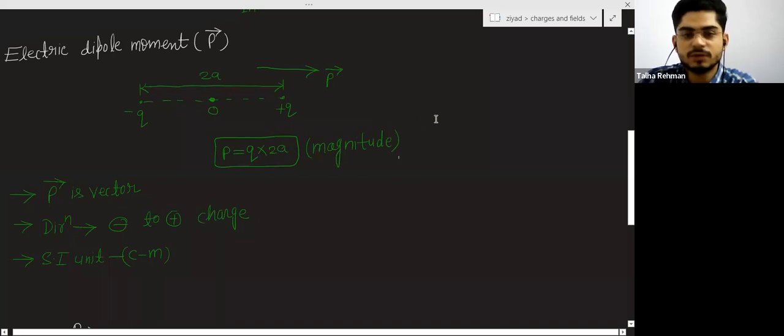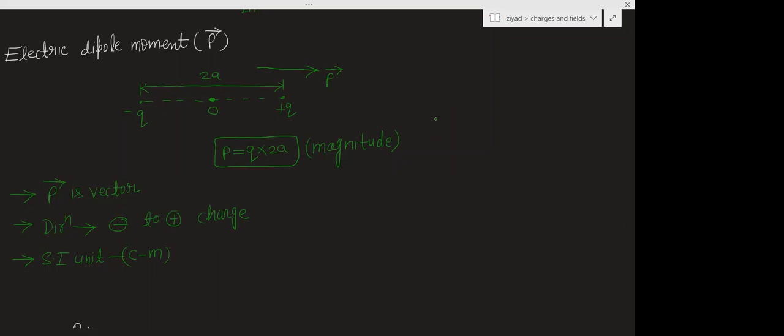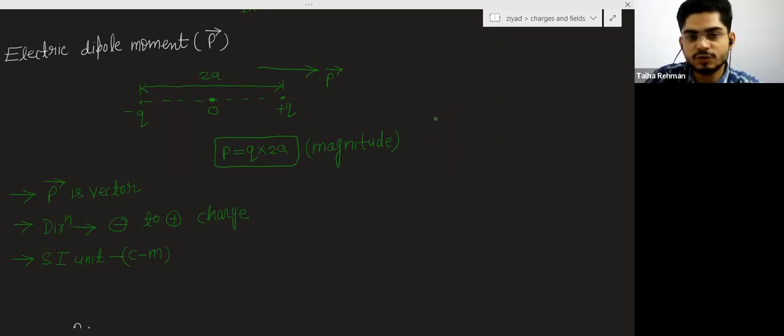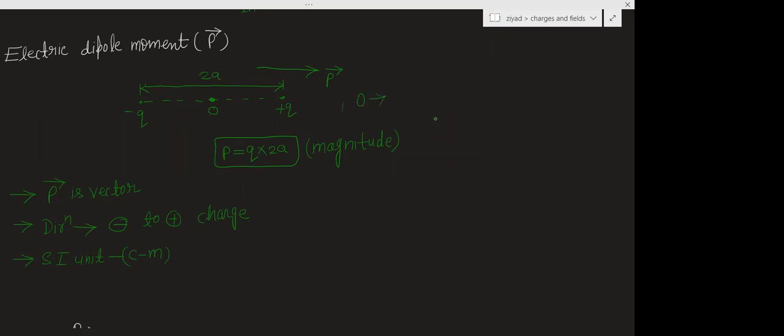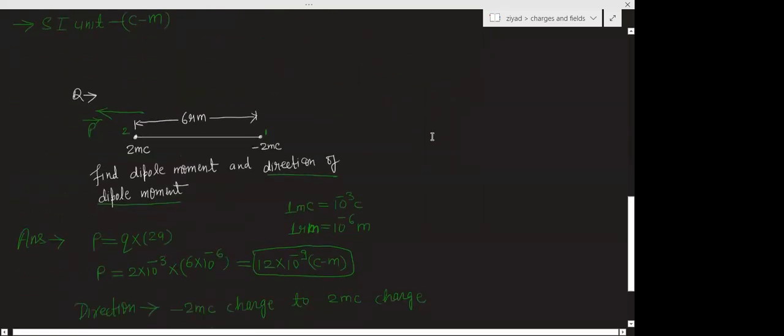Should I scroll down now again? No, sir. Almost. Okay. And remember one thing, I am supposing this O as a center of dipole. Okay, sir. So again, it's cool down.